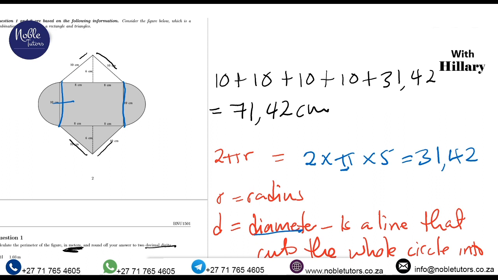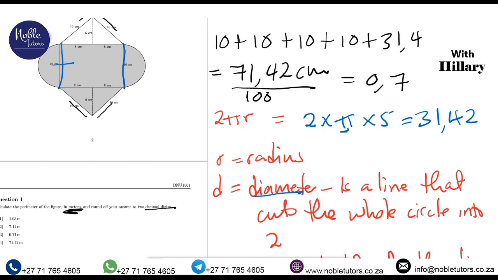However, our answer, they require it in meters. And remember earlier on we said for every 1 meter, there is 100 centimeters. So here we are going to say 71.42 divided by 100 to know how many meters we have. To which we will get 0.71 meters.